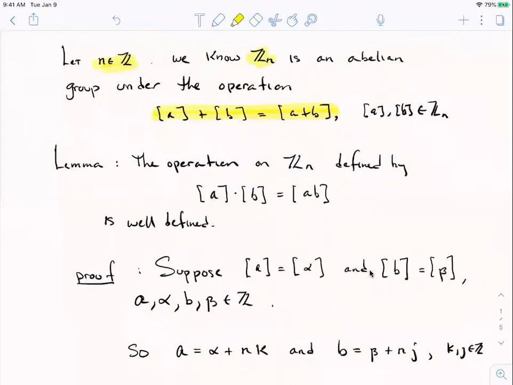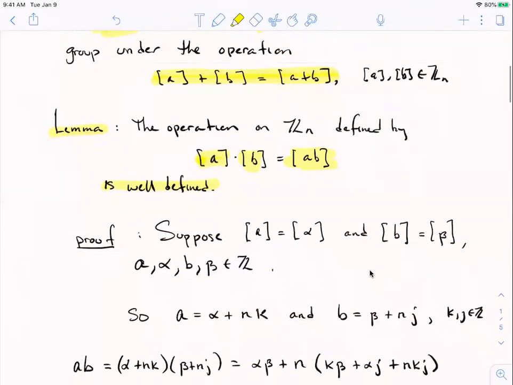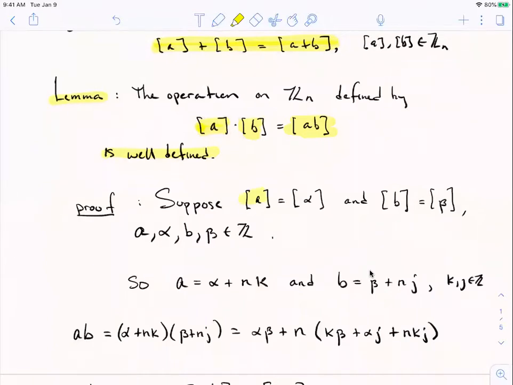So I have a lemma here that says that the similar operation, where you multiply the class containing A and the class containing B by taking the class containing their product, is well defined. You know what that means. So let's get into the proof. Suppose you had two elements, A and alpha, that represent the same class, and B and beta that represent the same class. I have to show you that the class containing AB is the same as the class containing alpha beta.